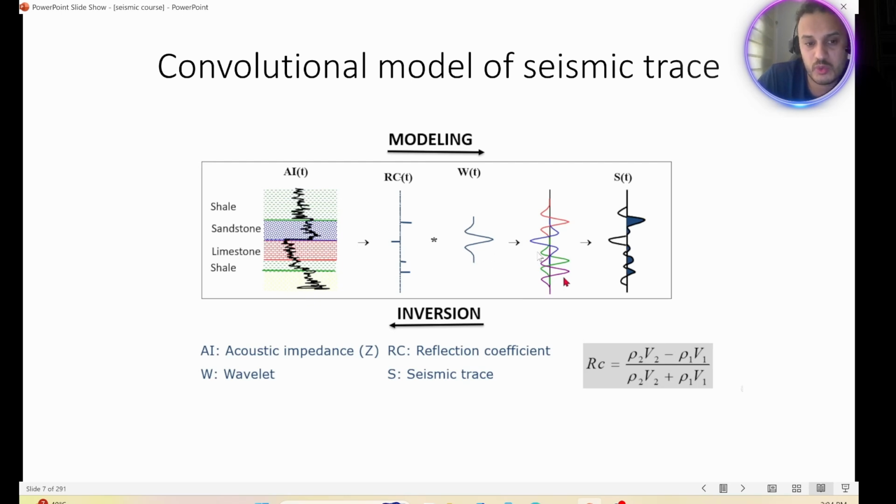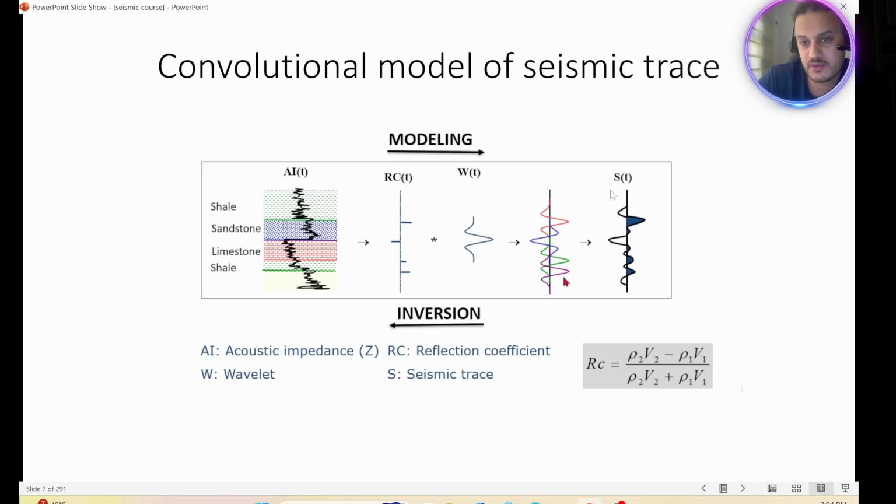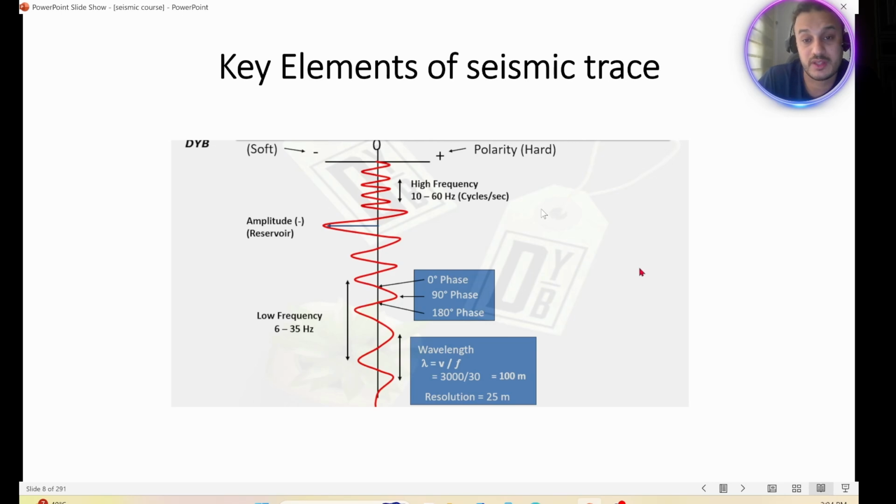At the end, we will calculate the seismic trace, so we go from depth into the seismic trace, depending on the acoustic impedance. If the rock has very high acoustic impedance, that means this rock is stiff, we will get a positive reflection. Okay, so this is the key element of the seismic trace. This is the seismic trace. There are key elements in the seismic trace. We will describe them in more detail in the next lecture.